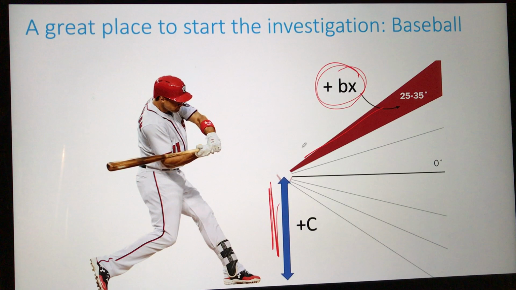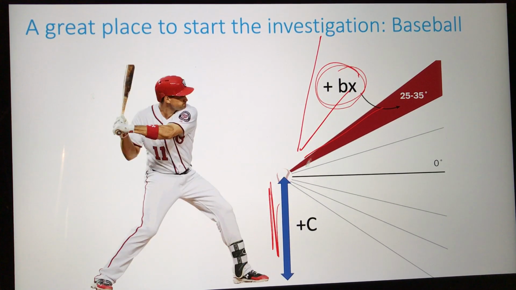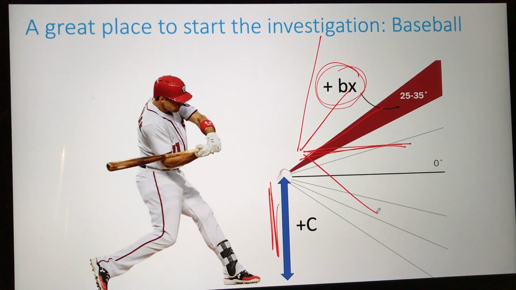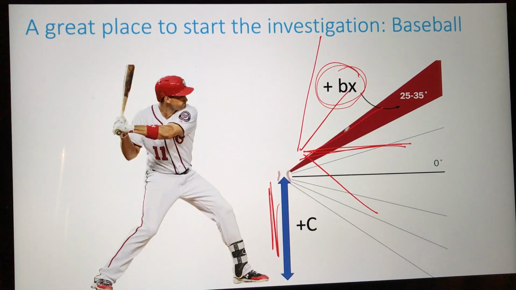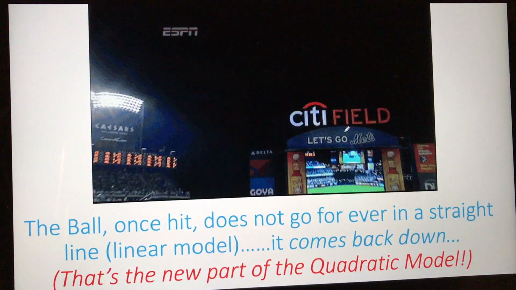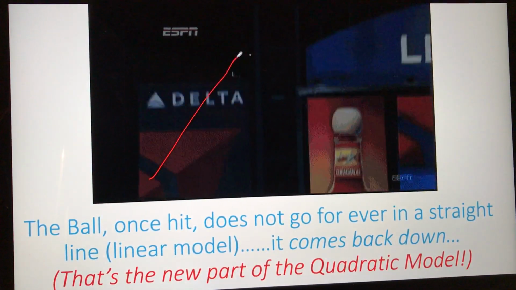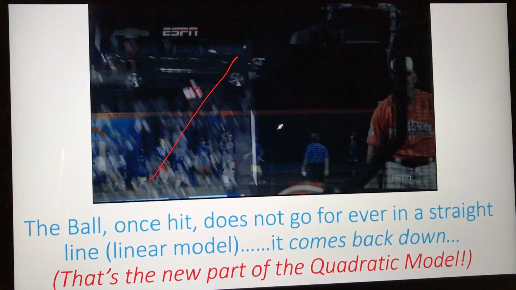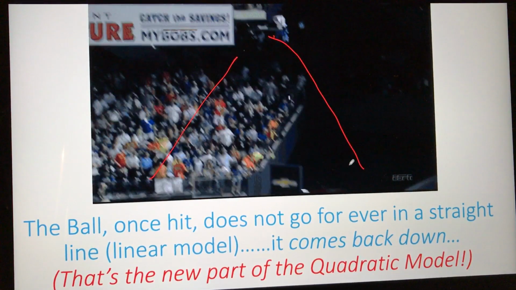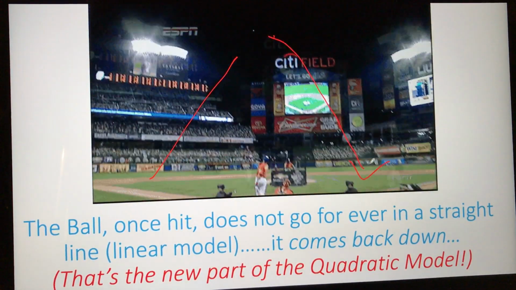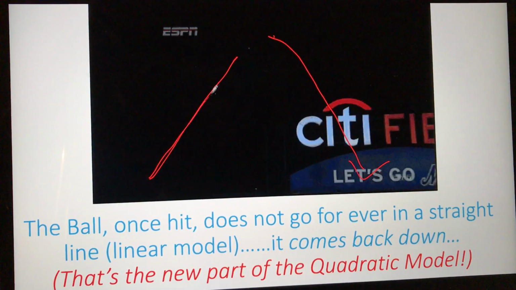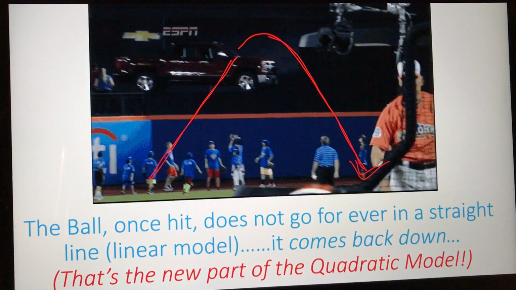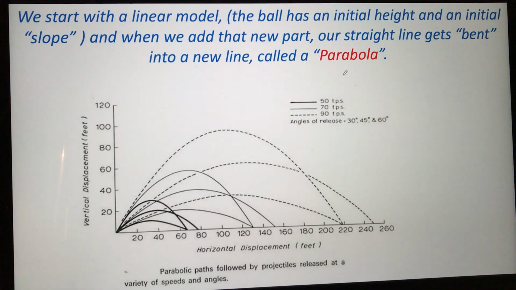So it could go like this, or it could be a little bit higher, like a super high pop fly, or maybe just almost horizontal. In theory, it could actually go negative too, if you hit the top of the ball. But we know in baseball, once the ball is hit, it goes up, but then, of course, it has to come back down. So it flies through the air and then has to return back down to the ground. And that's the new part of the quadratic. The linear model gets it going, that we're used to, but the quadratic, that new part, curves it back down to the bottom.